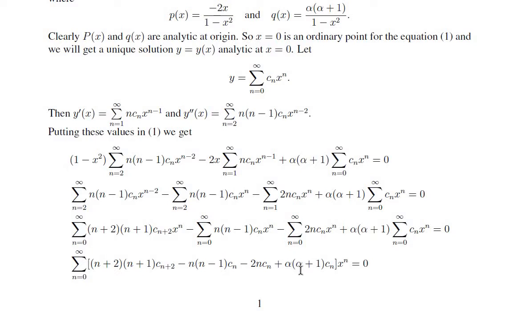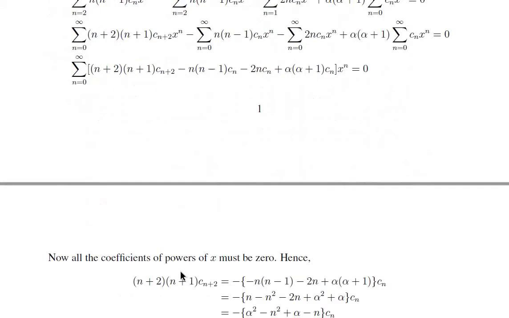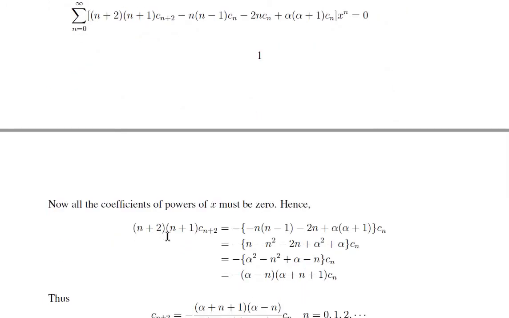This is true for all x to the n. So if we compare the like powers from both sides, what will we get? We will get that the whole bracket is 0. So n plus 2 into n plus 1, we will take the other thing and see. The other terms have only cn, so we have separated cn plus 2. We have written it in terms of cn.